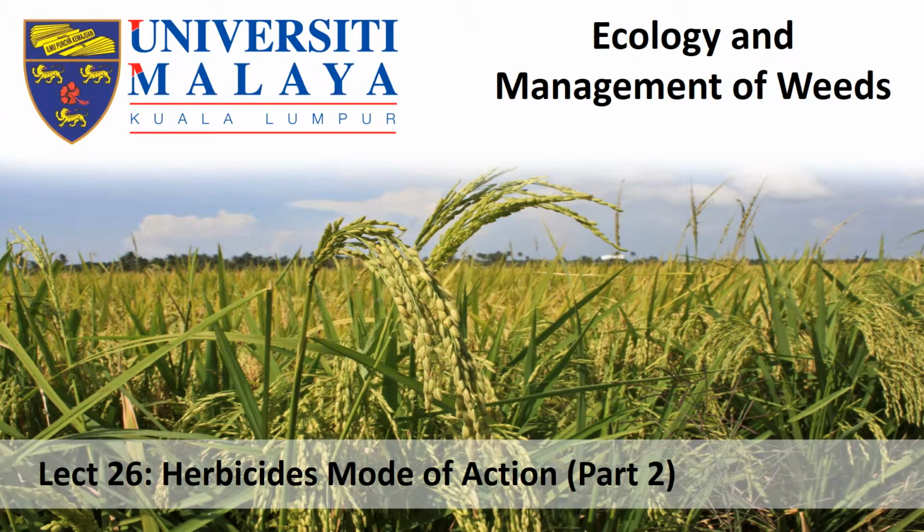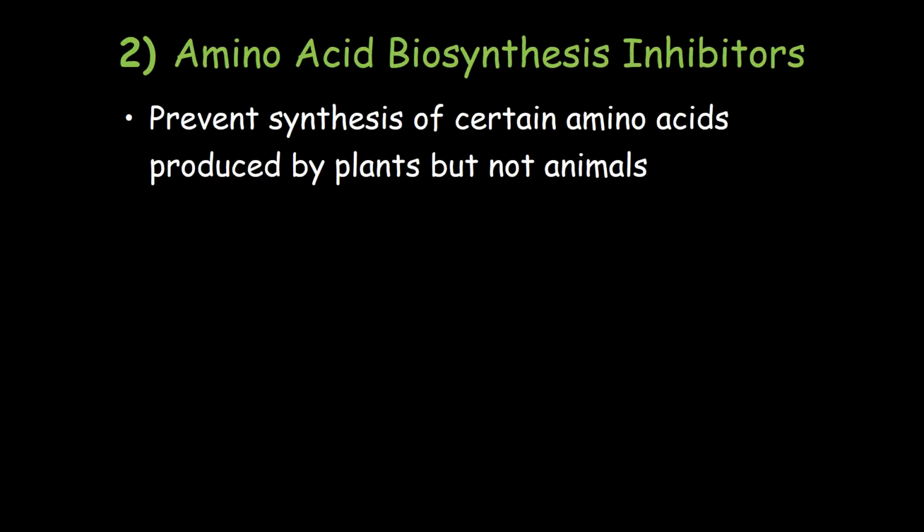Okay, part 2 of herbicides mode of action. The next mode of action is amino acid biosynthesis inhibitors. Sometimes it's called ALS, the acetolactate synthase inhibiting herbicides.